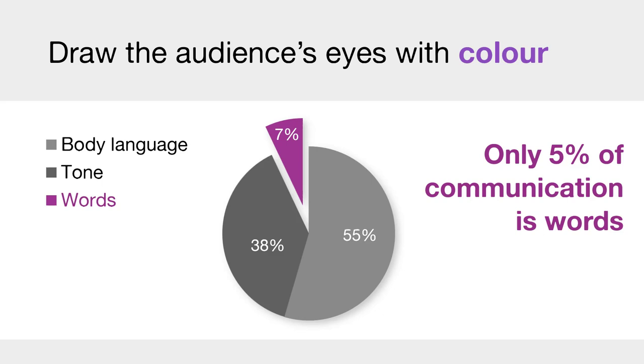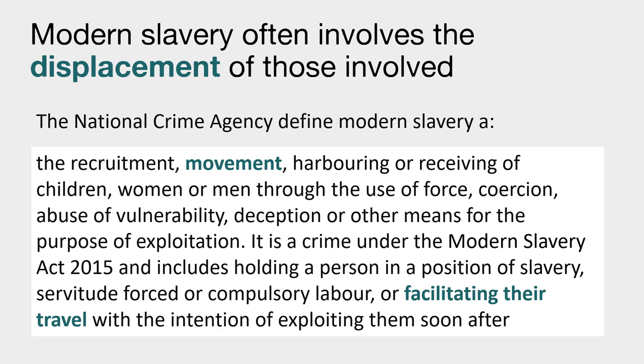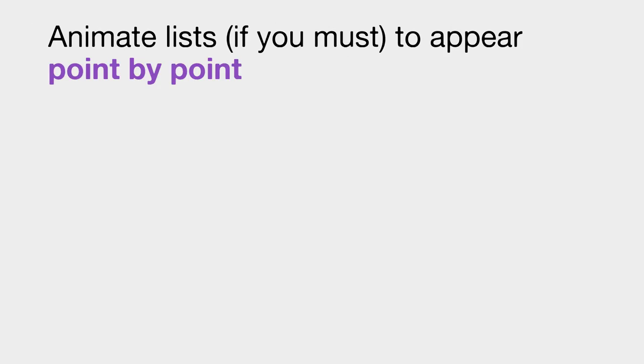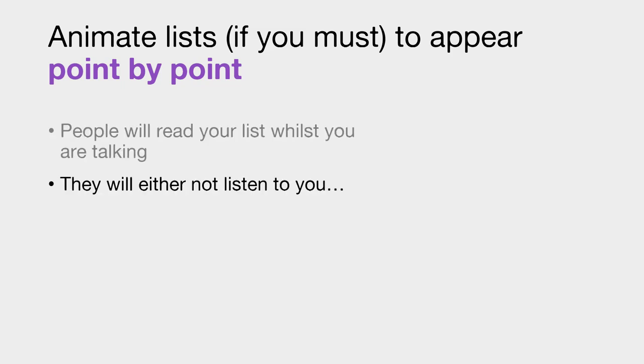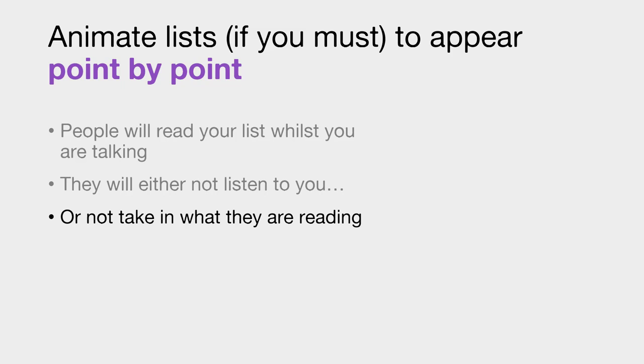We also saw this on this slide from the earlier video on slide structure. The words in the title purposely use the same colour as the words in the definition to make the connection between the two obvious. And if you really need a list of bullet points, you can at least ensure people are concentrating on the point you're developing in your narration by using animation. Without doing this, people will read right through the list whilst you're talking. That means they either listen to you or they don't take in what they're reading. So a good part of the hard work you've put into creating your slide and your narration is lost.